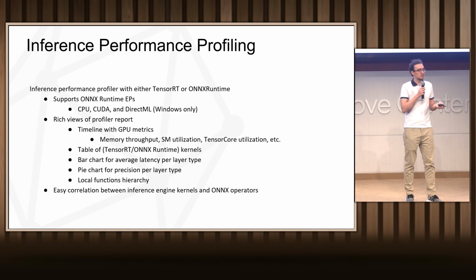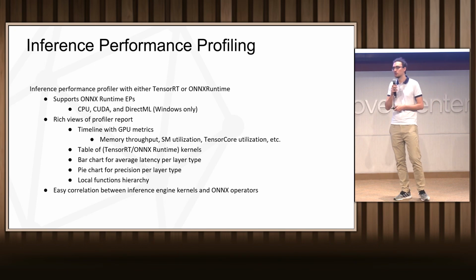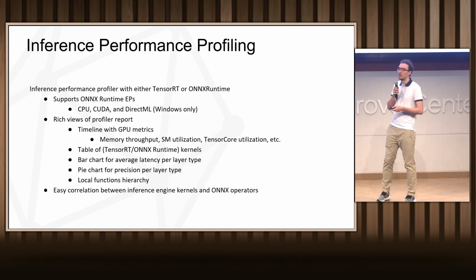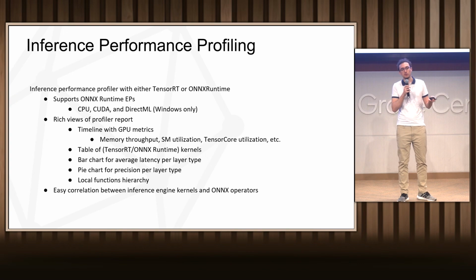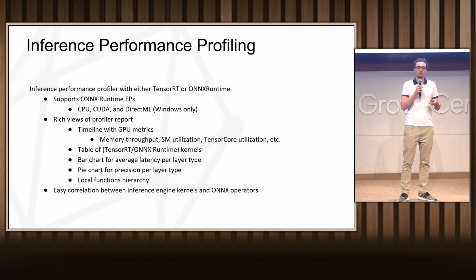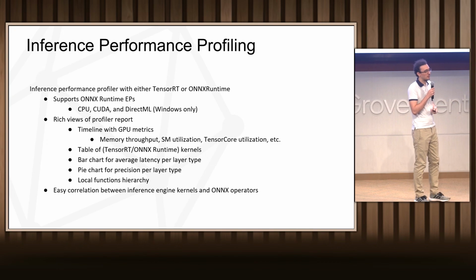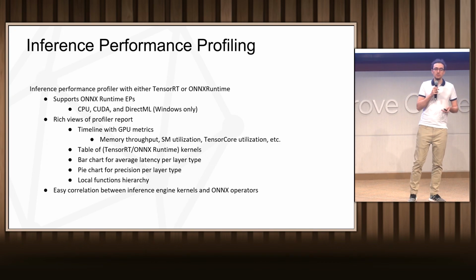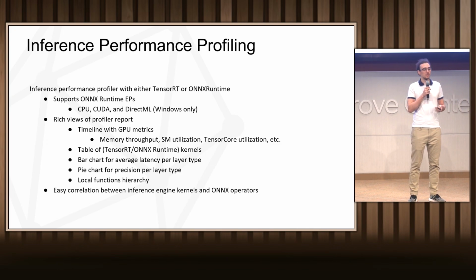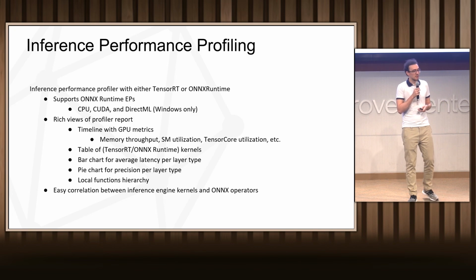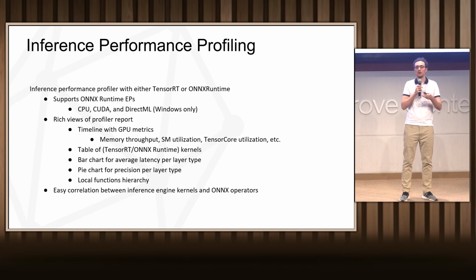In any backend, there's always a table that lists all the profiled kernels and additional information on those kernels, like the input and output dimensions, the type of the kernel as reported by the backend, and the precision that was used by the kernel. So all this information is available. There's also a bunch of charts to give you quick information, like the average latency per layer type or the precision per layer type, again to quickly identify issues with your model or the performance of your model.